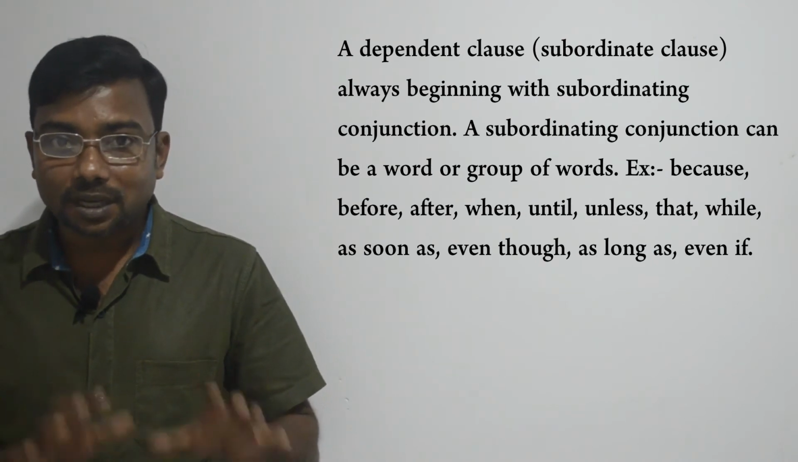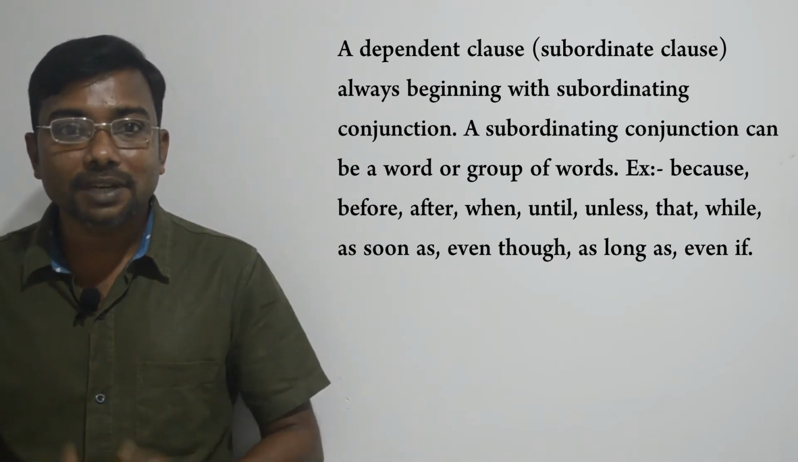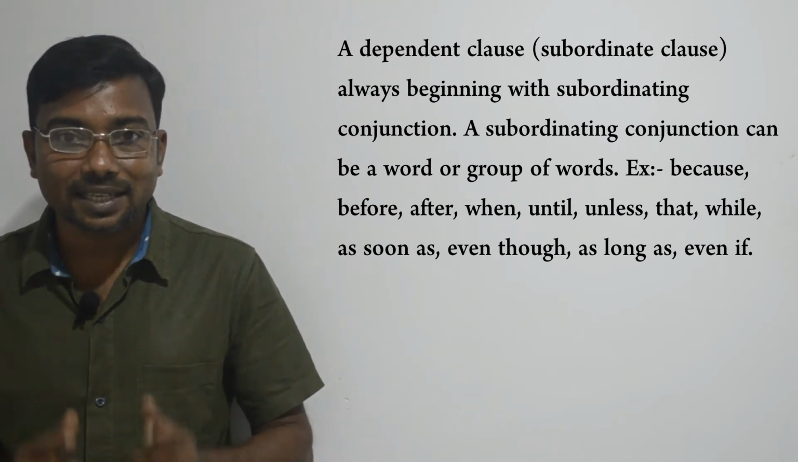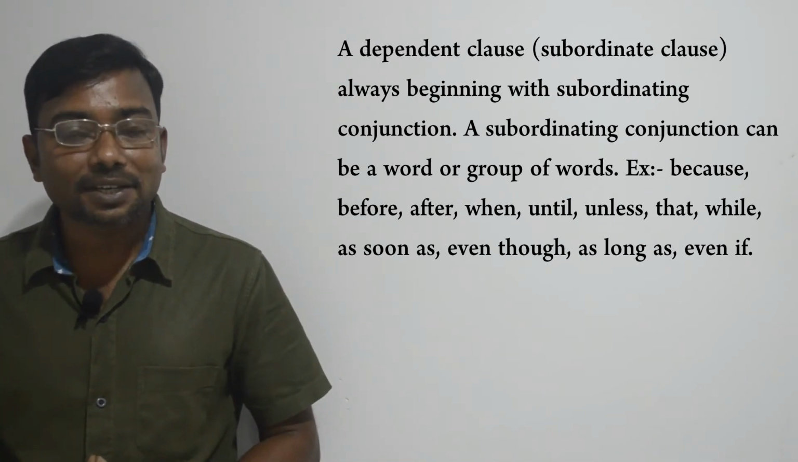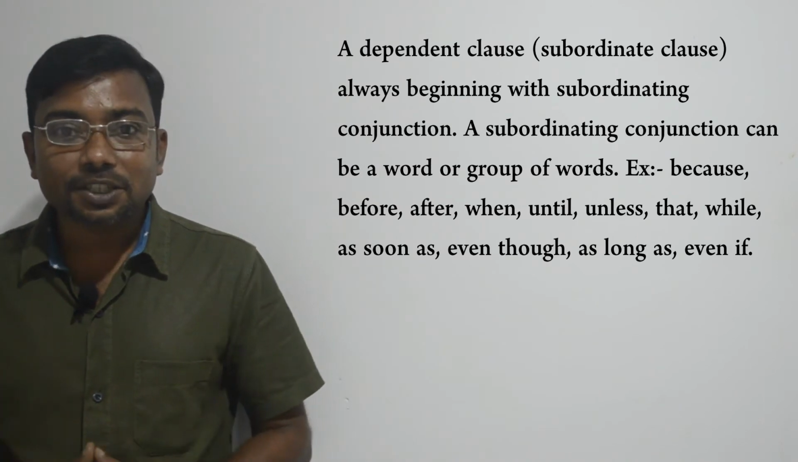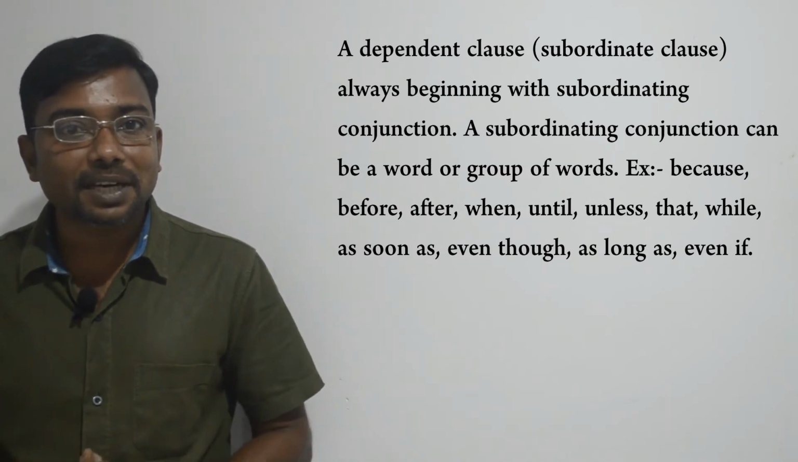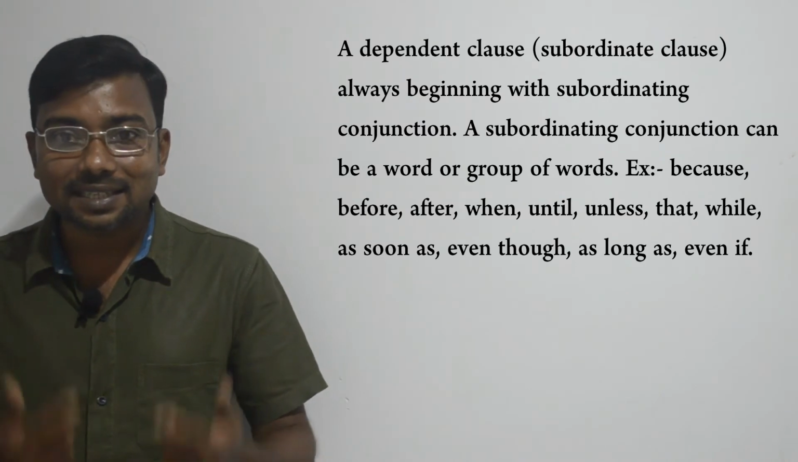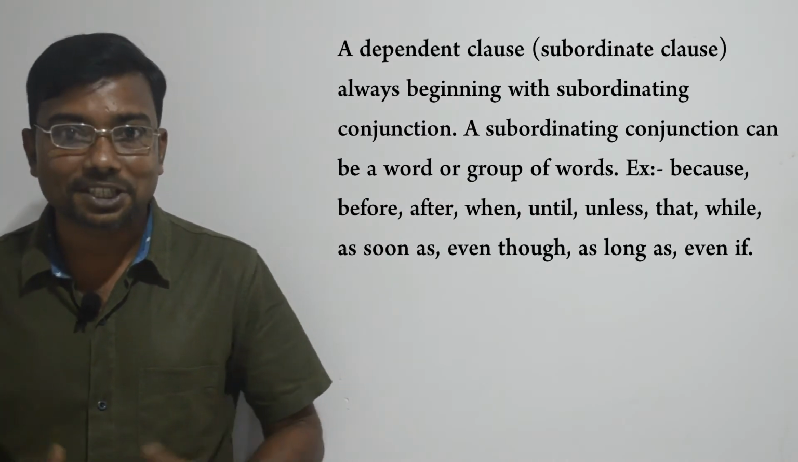All these subordinating conjunctions always stand at the beginning of a dependent clause to link it to an independent clause. They show the relationship between the dependent clause and the independent clause by indicating time, place, reason, condition or comparison. Okay, let's look at more examples to further identify subordinating conjunctions.